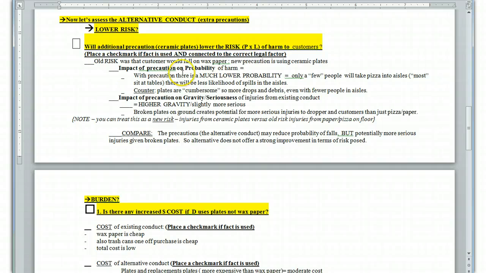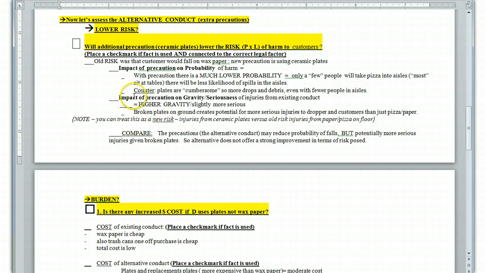When you look at precautions, the precaution's impact on probability, the precaution will cause a much lower probability of injury because the fact pattern specifically tells you that few people will take pizza into the aisles and most will sit at tables. Therefore, the likelihood of spills in the aisles causing falls is much lower. A counter that you could raise in a really good argument would be that plates are cumbersome, so maybe there will be more drops and debris even if fewer people take it into the aisle.